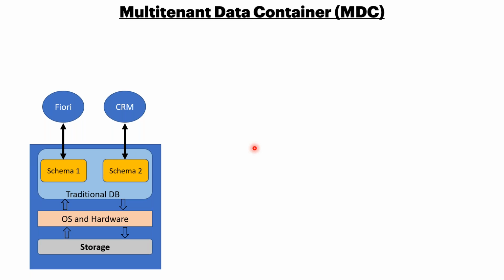So what are the demerits? I cannot look at Fiori without looking at CRM. I cannot separate these two because the underlying database is one. Although they reside in different schemas, the underlying architecture remains the same. I cannot back this up separately. I cannot apply policies for this separately. I cannot move this separately. I cannot do anything with this separately. I have to take this friend along with it.